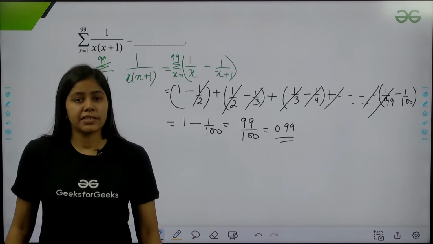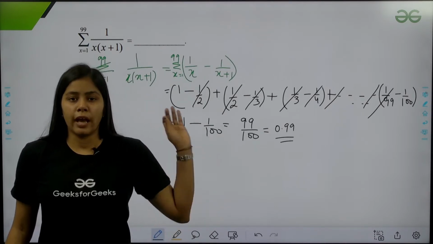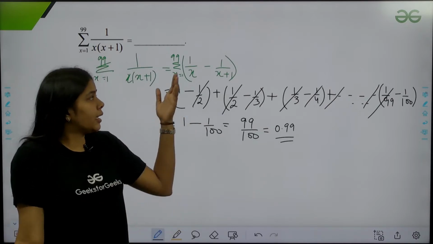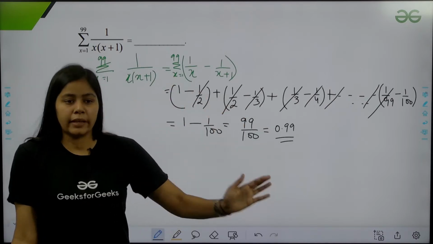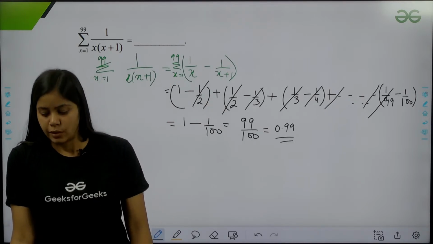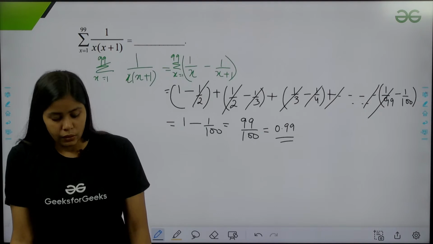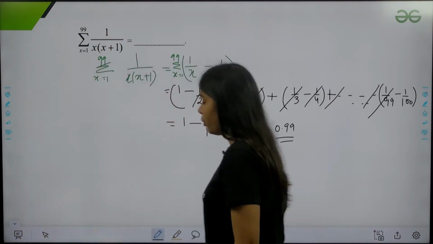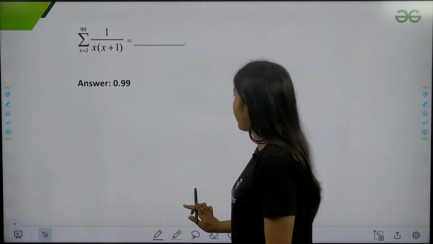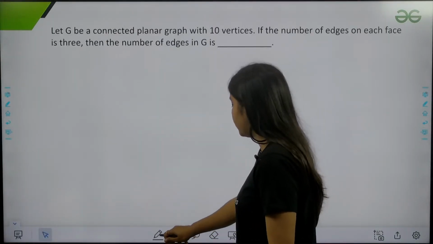Easy. Just remember, whenever you are given a product of linear factors in the denominator, just try to take the partial fraction and then expand it. You are going to simplify by cancelling out some terms. Okay, so I hope it is clear to everyone. Let's see the next question. 0.99 is my answer, right?